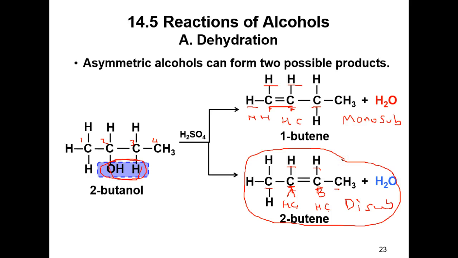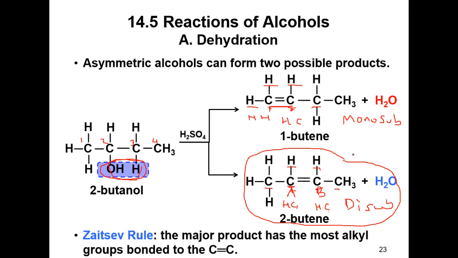Now, we learned Markovnikov, the OH goes on the more substituted. Well, in this case, my double bond goes on the more substituted. However, it's not called the Markovnikov rule. It's called Zaitsev's rule. Zaitsev's rule is the product that has the most alkyl groups bonded to the carbon-carbon double bond, or the more substituted. All right, so my major product is this one right here because I have 2. It's a di-substituted as opposed to a mono-substituted. That's Zaitsev's rule.